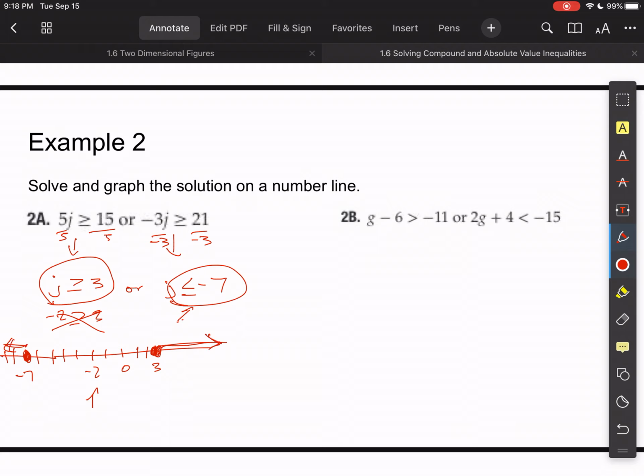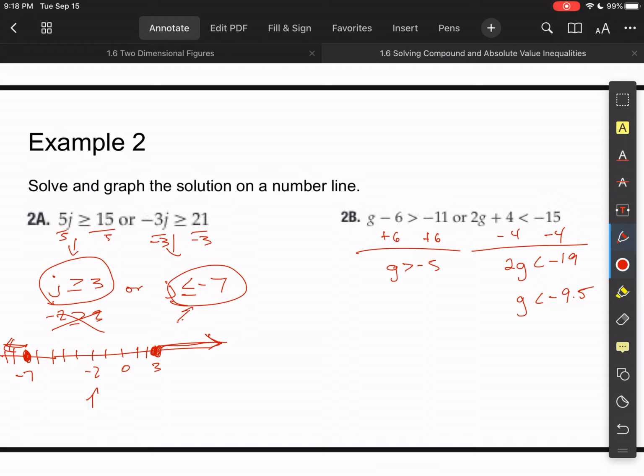All right, so for 2b, let's try this one out. So let's add 6 to both sides on this. Okay, when I do that, I get g is greater than -5. And then over here, we're going to subtract 4 from both sides. And when I do that, I get 2g is less than -19, I believe. And then g will be then less than -9.5. Okay, so that's for 2b.